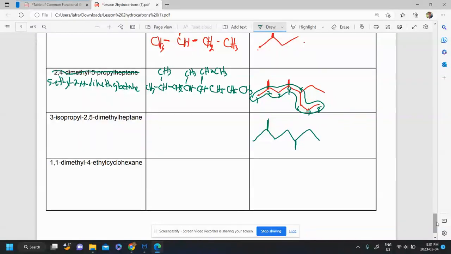So it's on carbon number 3. So 1, 2, 3. So that way you have 1, 2, 3 carbons, and it's connected to that middle carbon there. So it's isopropyl.